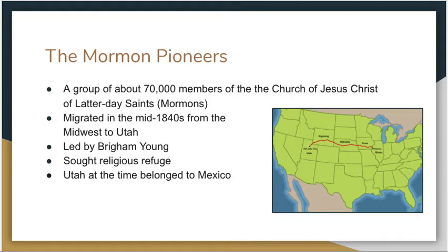For a good example of a group that migrated westward in the hope of finding religious refuge, in other words, they came west with a pull factor other than the two I've already mentioned, you want a good example of that? You can't do any better than mentioning the Mormon Pioneers, with the term Mormon Pioneers referring to about 70,000 members of the Church of Jesus Christ of Latter-day Saints who migrated in the mid-1840s from the Midwest to the Salt Lake Valley in what is today the state of Utah, but back then was a part of Mexico.